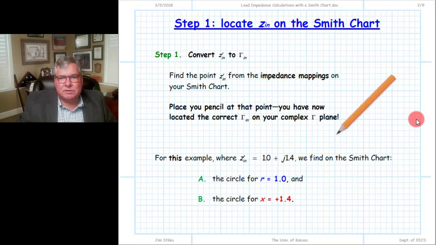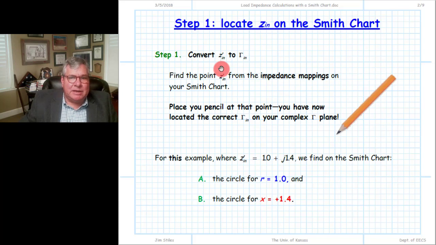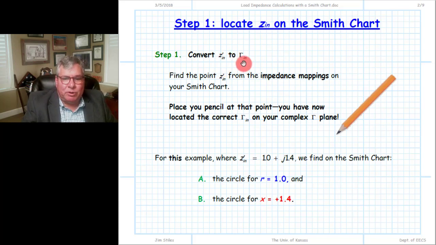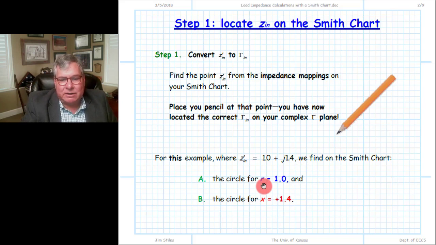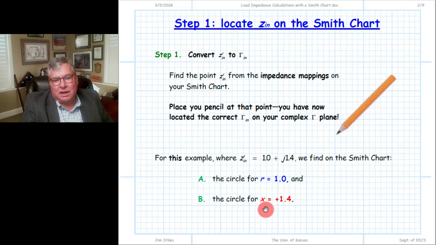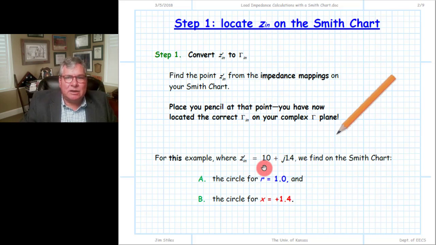There are 3 steps to solving this problem. For this example, the first step is converting not the load impedance to the load reflection coefficient, but converting the known normalized input impedance to the input reflection coefficient. To do that, we simply locate the value on the Smith chart where the circle of constant resistance R equal to 1 intersects the circle of constant reactance of 1.4, the normalized input impedance for this problem.